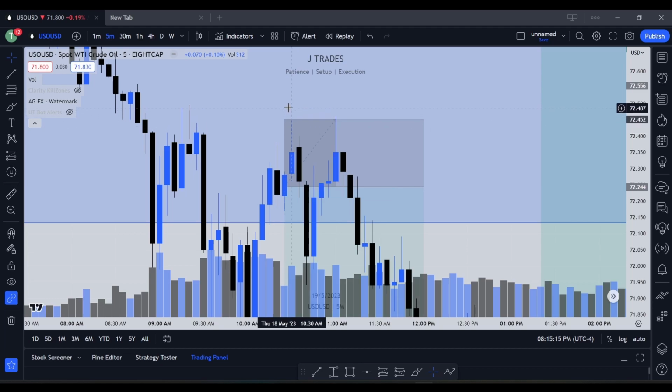Now, people can name it whatever. I'm just going to call it liquidity in this situation. There's tons of wicks all the time, everywhere. Not all of them are liquidity grabs, but for this instance, I'm going to call this a liquidity grab, right?